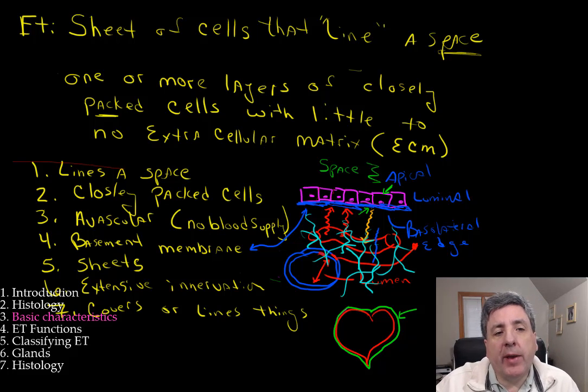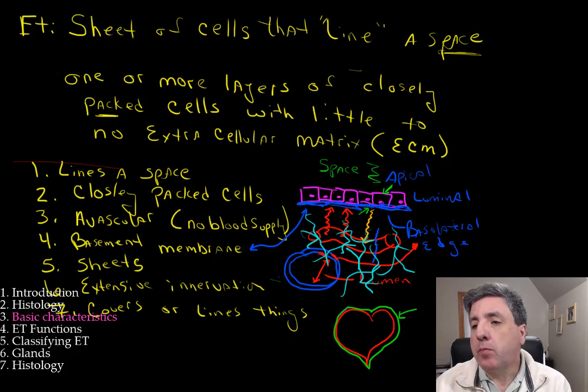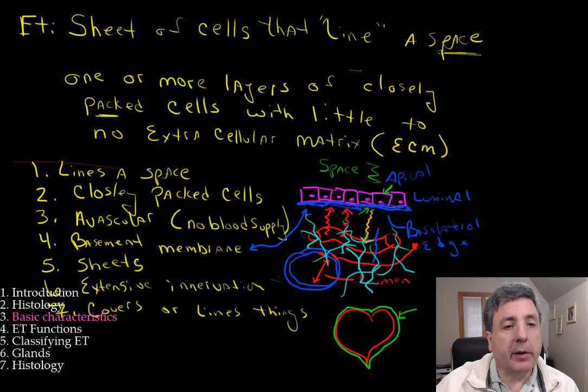Now, this is on the outside, and we have open space in the heart. So would this be the basolateral surface, or would this be the apical surface? Because remember, you have other things out here. So I'll let you think about that one. Let's look at different things.